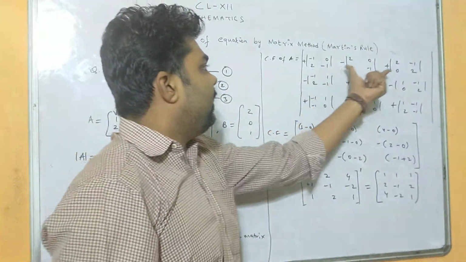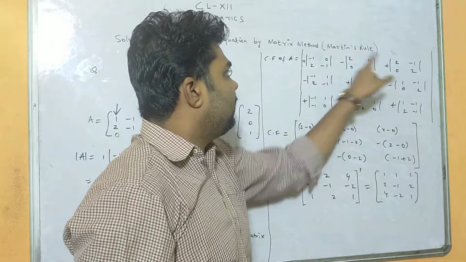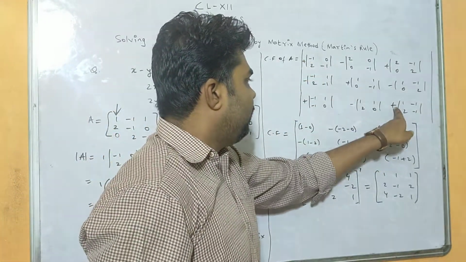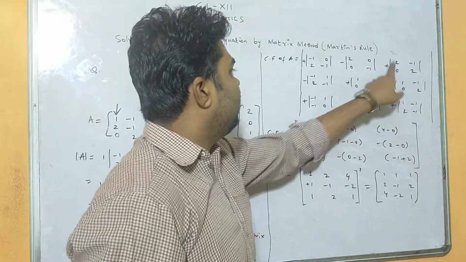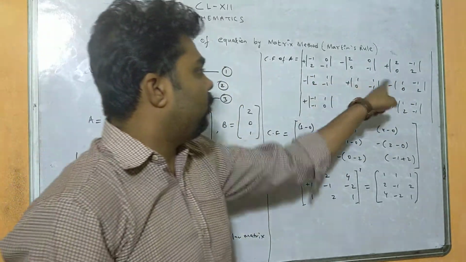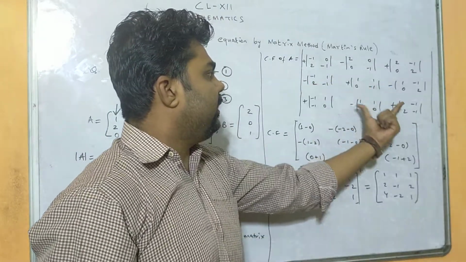Now for each and every block, you have to write plus, minus, plus alternately, such that it starts with plus and ends with plus here. You see plus, then again minus, then plus, minus, again plus. So alternately you have to write plus, minus outside the block.